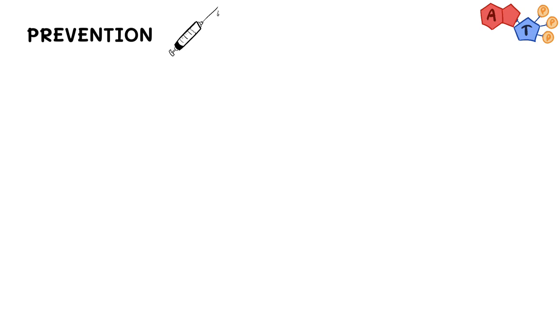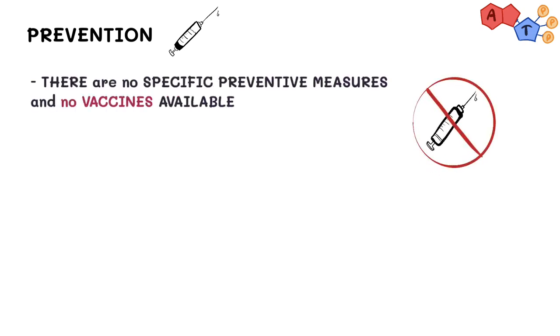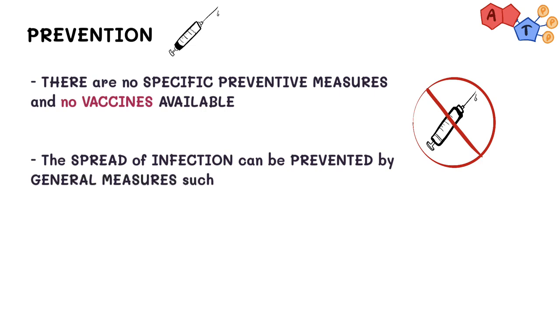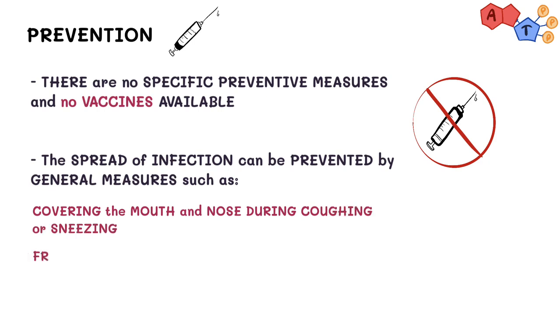Now we've discussed everything about Mycoplasma pneumoniae, so what are the available preventive measures against this organism? Unfortunately, there are no specific preventive measures and no vaccines are available at the present time. However, just like many respiratory germs, the spread of Mycoplasma pneumoniae infection can be prevented by simple measures such as covering the mouth and nose during coughing or sneezing, and frequently washing the hands with soap and water.